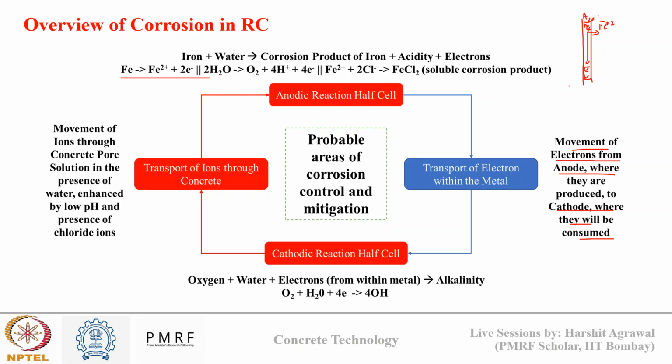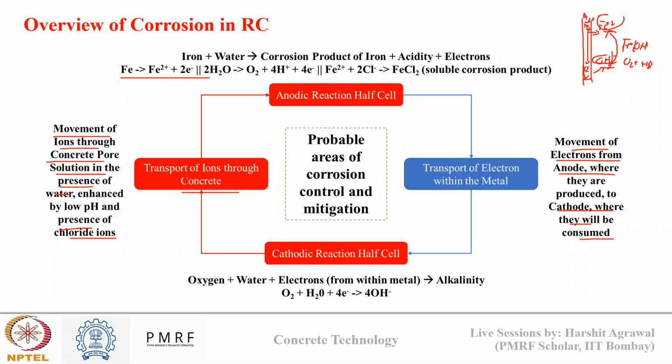Here electrons came, and then we have the cathodic reaction, where oxygen in the presence of moisture consumes these electrons and makes OH minus ions. Now these ions formed in the electrolytic solution will move through the concrete pore solution, in the presence of water and chloride ions. So the transport of ions will occur. From here to here ions will move, and both these ions will combine to form rust.